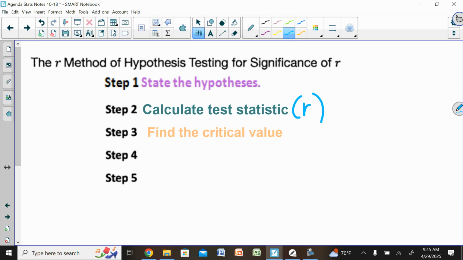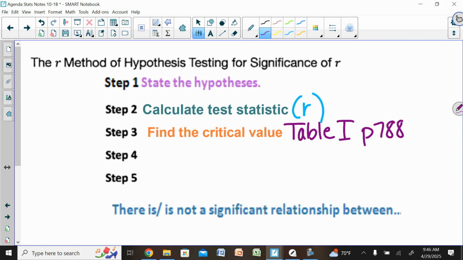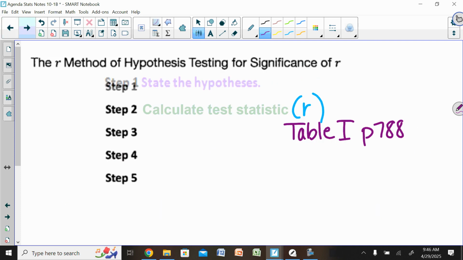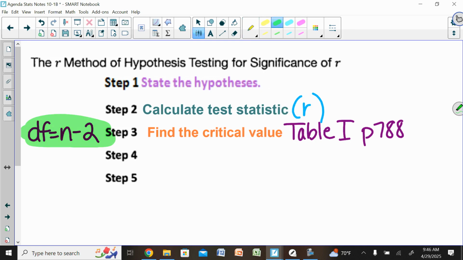Step 3 is to find the critical value. Again, that's from table I on page 788. And there's one important thing that I need to mention. On table I, you need to remember that the degrees of freedom equals n minus 2. We have two variables that can change, so we're going to remember that our degrees of freedom is n minus 2. It even says it on the top of table I in case you forget.